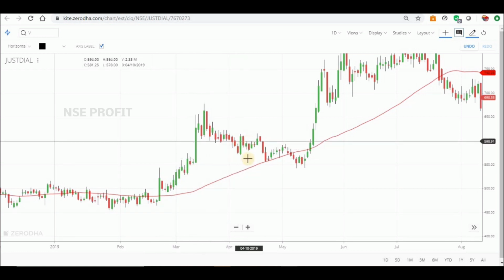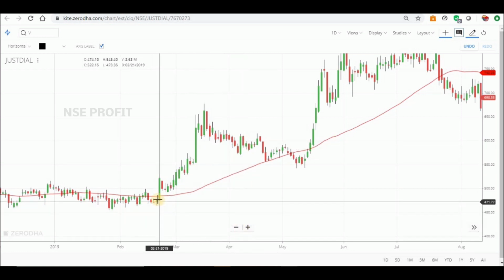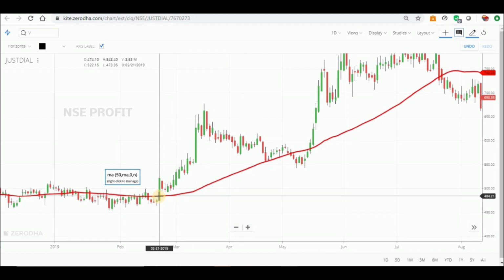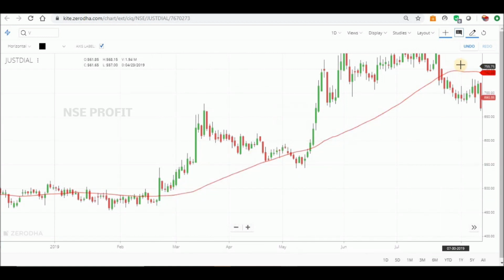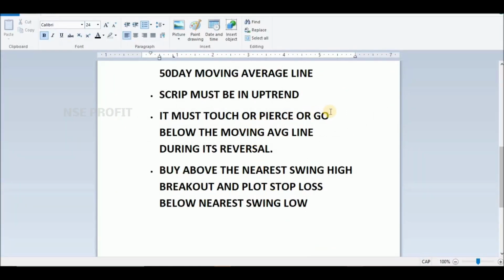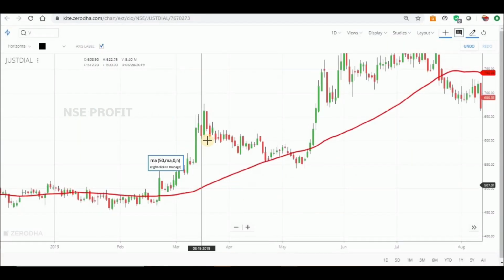And the second rule is, the stock must be in an uptrend. From this candle, if we consider, the stock is obviously in an uptrend. By looking at this diagonally upward moving average line, we can conclude that it's in an uptrend. And the third rule is, the price must touch or pierce or go below the moving average line during its reversal.